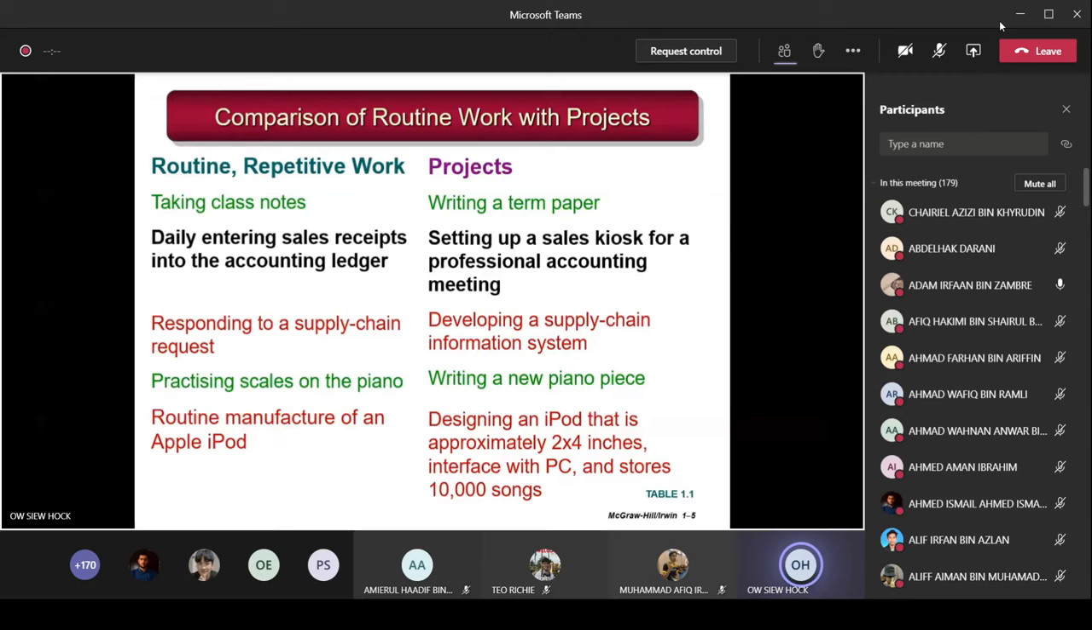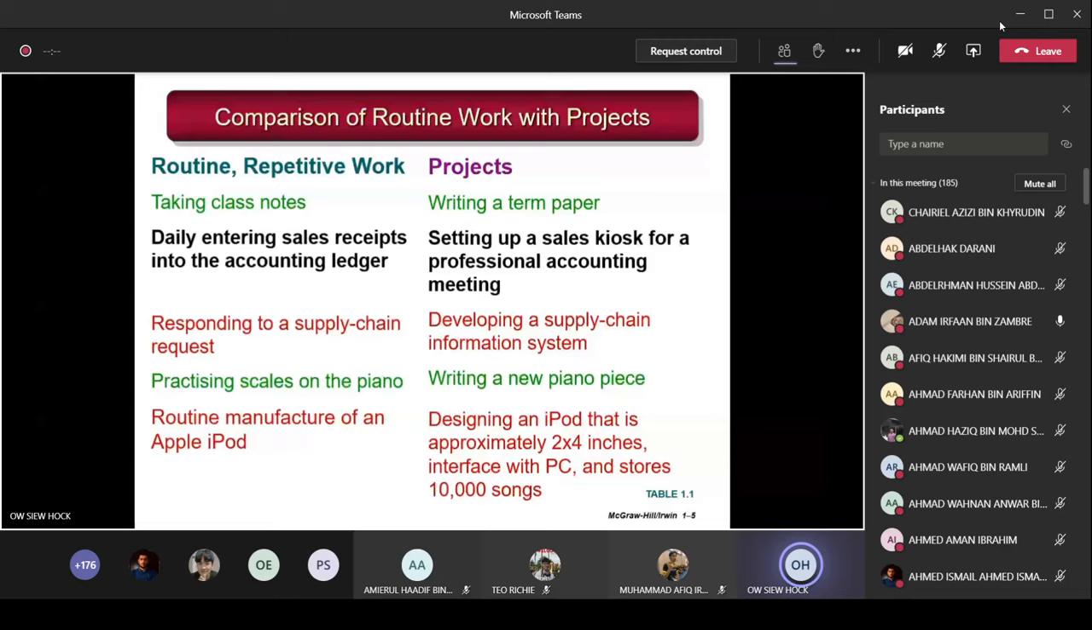So for example, examples of routine and repetitive work. Taking class notes, it's just like now you're attending my lecture. So you're taking class notes. You're doing this every day and for all the courses. So this cannot be called a project. This is called routine repetitive work. For example, a project: if you're writing the term paper, doing a particular research paper that is carried out throughout the whole semester, then it's known as a project. Okay, so you know the difference between the routine and the project.